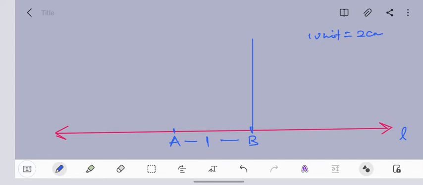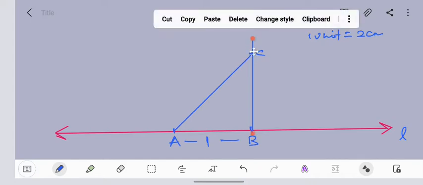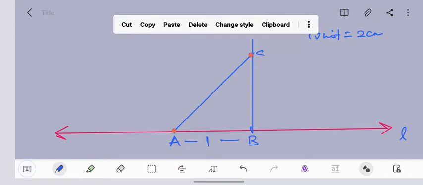And then mark a point C with 1 unit length. Again 2 centimeter arc you set on your compass, and then mark it as point C on this particular line from B. Now join AC. So AC will be the hypotenuse. After joining AC, this will be the hypotenuse now.